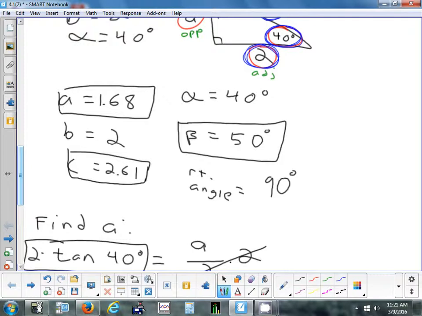Okay, any questions on that? All right, if you had extra time, now what you could do is try the Pythagorean Theorem and see if these answers work. If a squared plus b squared equals c squared, then chances are you did everything correct. So that's kind of a way to double check it.